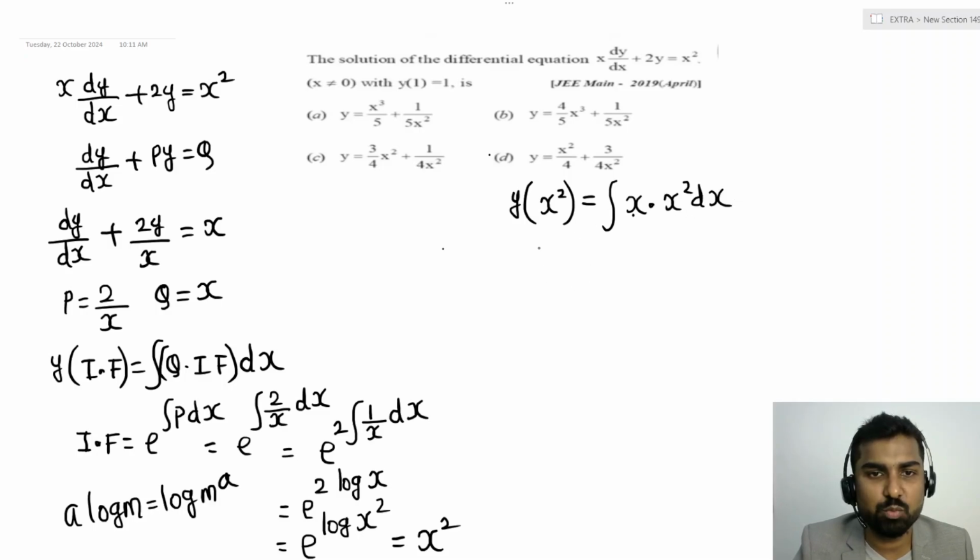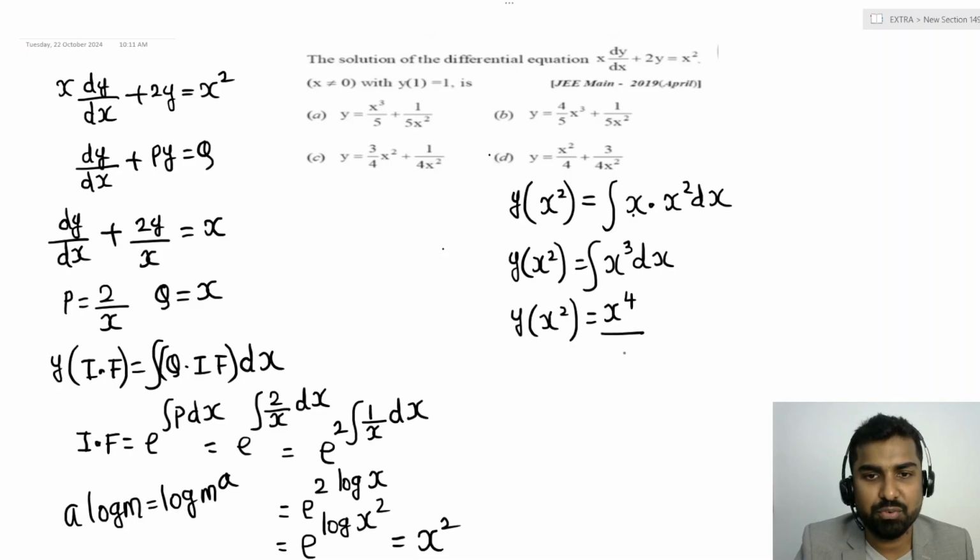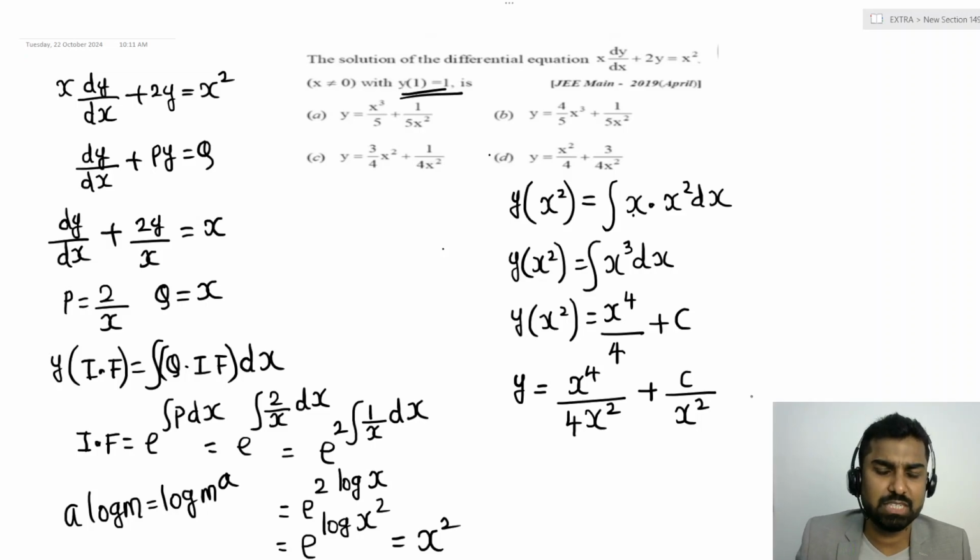Now integrating, y into x square will be equal to x into x square, so x cube dx. As you know, the integral of x cube is x power 4 divided by 4. Don't forget to write the constant of integration because an initial value condition is given. So y x square equals x power 4 divided by 4 plus c. Transposing x square, y equals x power 4 divided by 4x square plus c by x square.